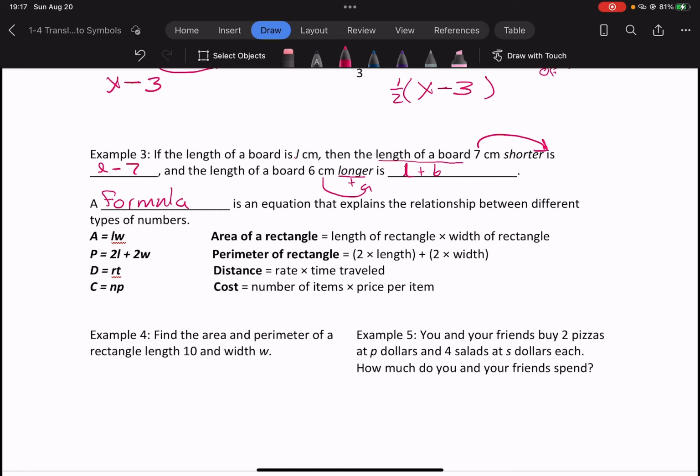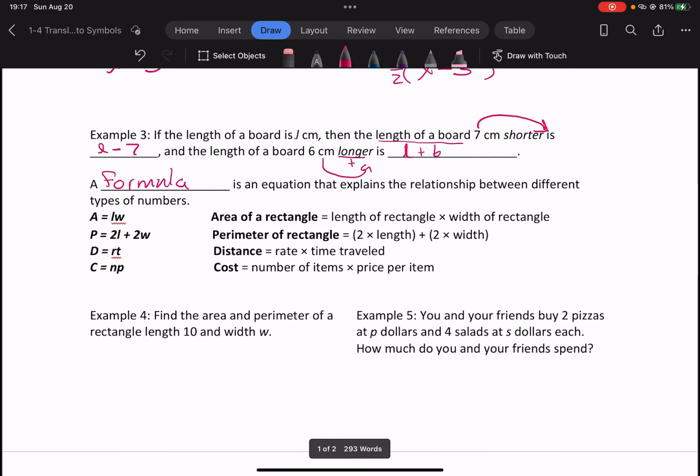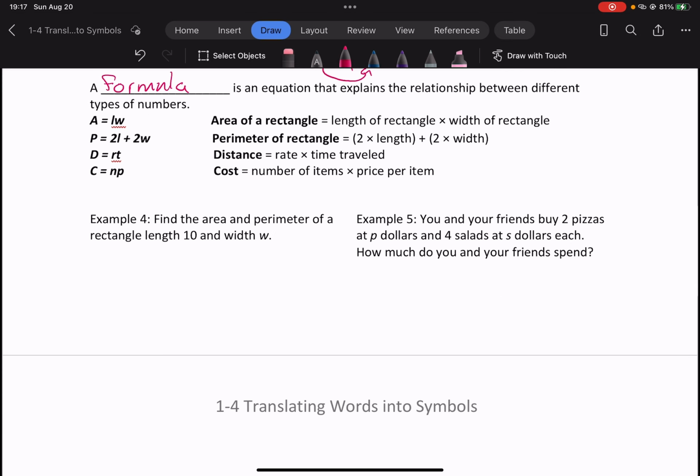Distance equals rate times the time traveled. And now they have to be in the same time units. So just remember that the rate, if it's in miles per hour, your time is also in hours. So just be reminded of that. C equals NP. Cost equals the number of items times the price of the item. These all make sense. Okay. So let's look at this one. Example 4. I'll do this one. I'll let you take a second on 5.